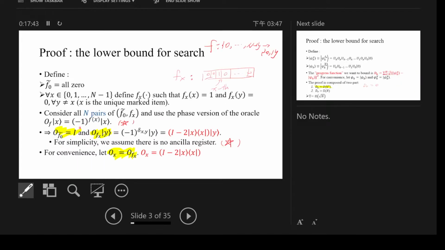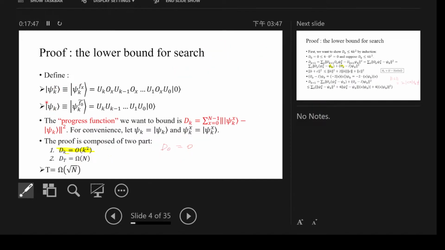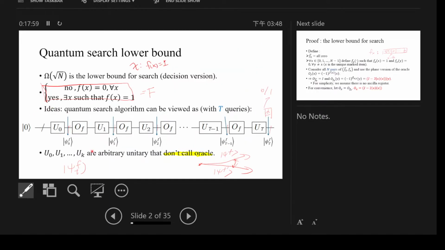Yeah, so now with these two notations, we can define our psi_kx and psi_k. So psi_k will be the quantum state corresponding to the no instance. And this k means that it's on the k-th step. So back to here, you do k steps, then you have psi_k. Okay. So after U_k, which is actually after k oracle calls and k plus 1 unitaries.